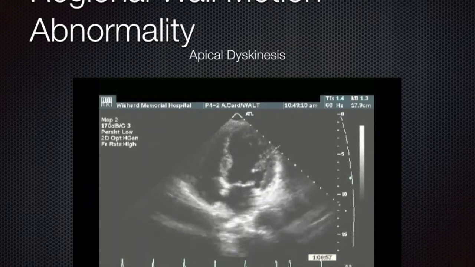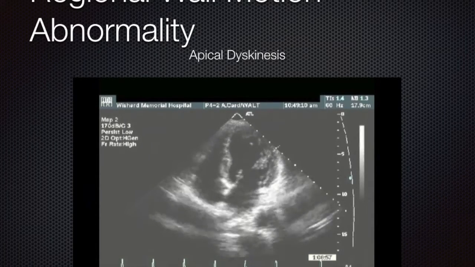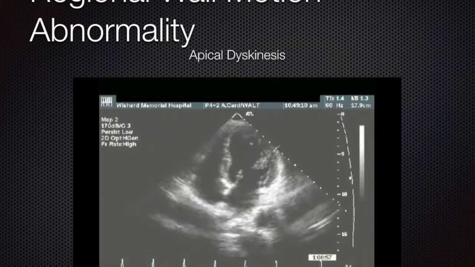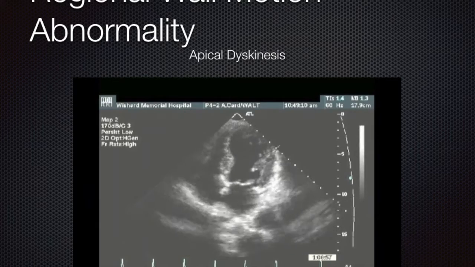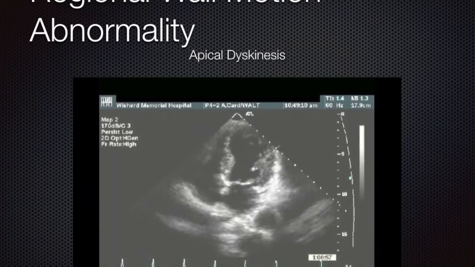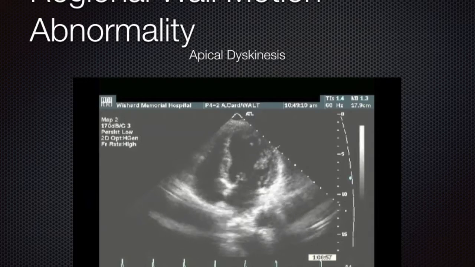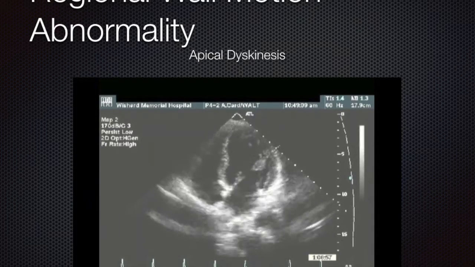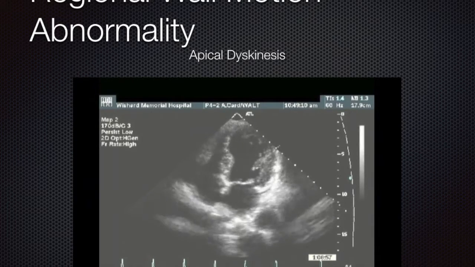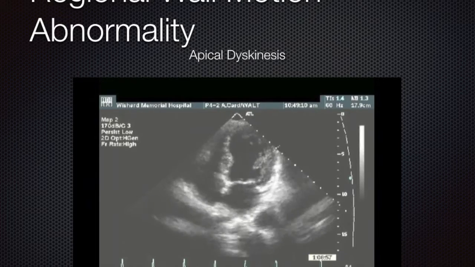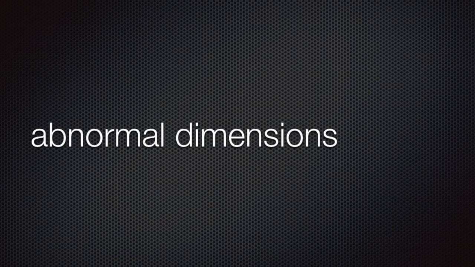So in apical dyskinesis, or this is abnormal thickening, you can see there that the whole of the apex doesn't seem to be contracting, but the septum and the lateral wall are thickening and contracting inwards, but the apex isn't. Okay, so these features may be temporary if there's early reperfusion therapy, such as primary coronary angioplasty. Okay, so let's have a look at some abnormal dimensions.